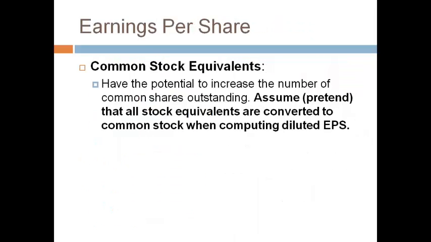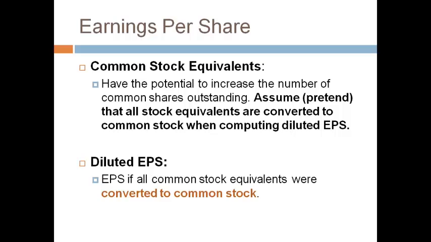Basic EPS considers the actual number of shares outstanding during the year. Diluted EPS considers the number of shares that could have been outstanding, given other financial instruments were converted into common shares. Financial instruments that can be converted into common shares are referred to as common stock equivalents. Diluted EPS is the lowest EPS could be given net income is the same and the common stock equivalents currently owned by investors are converted into common stock. It is a worst case scenario.